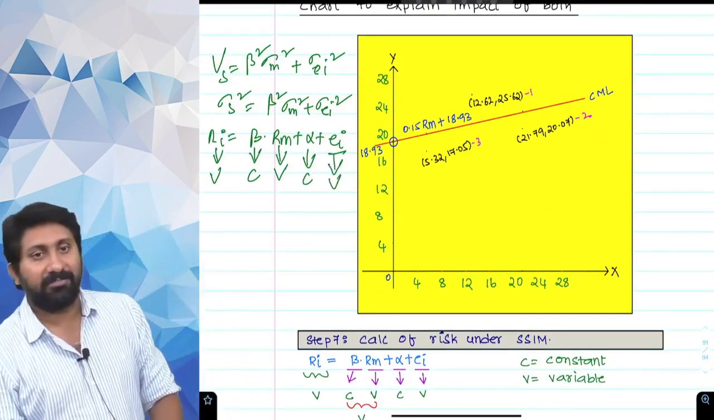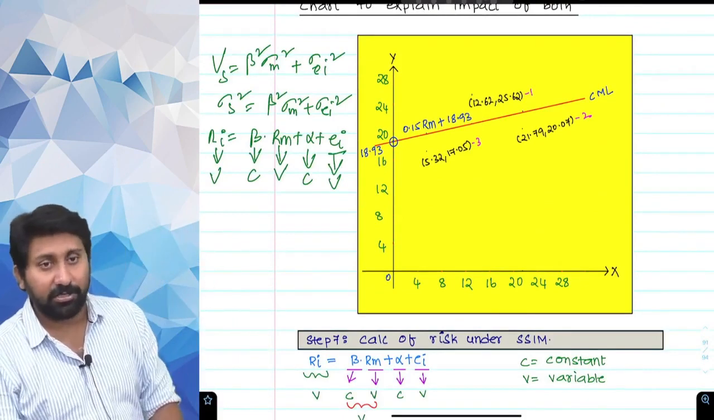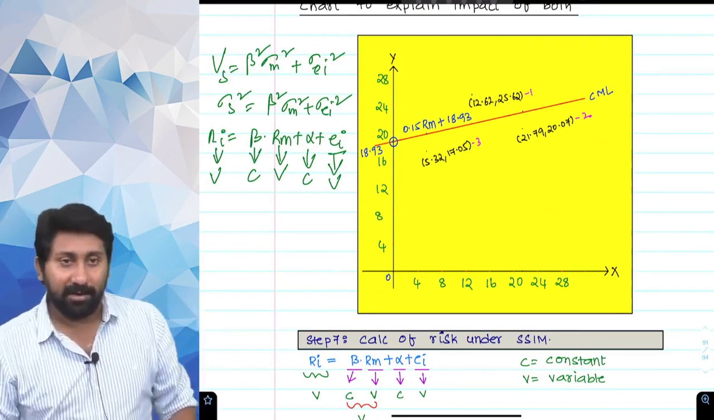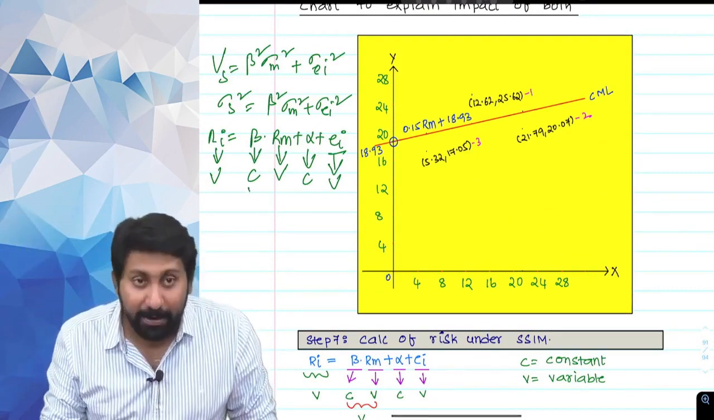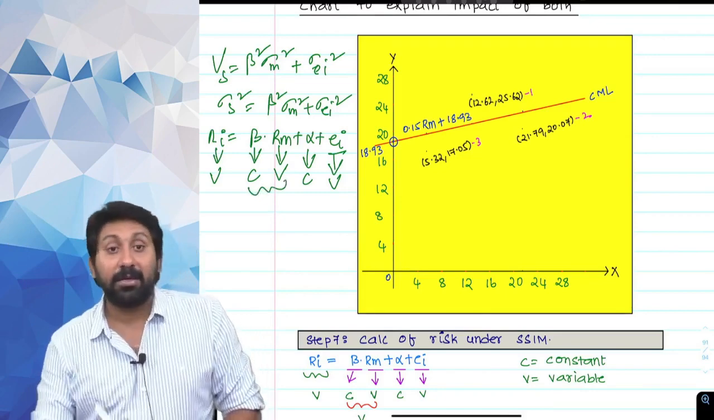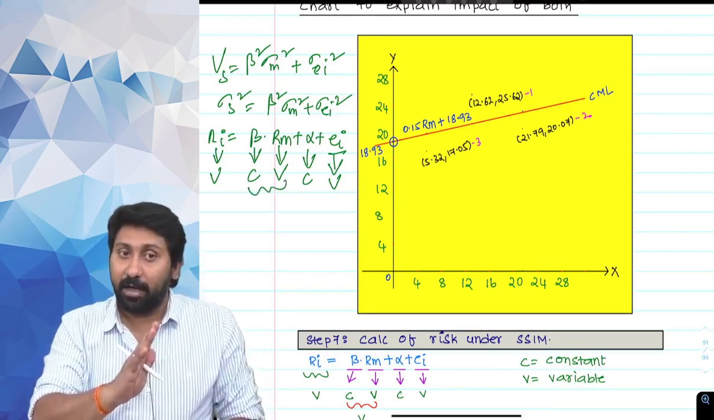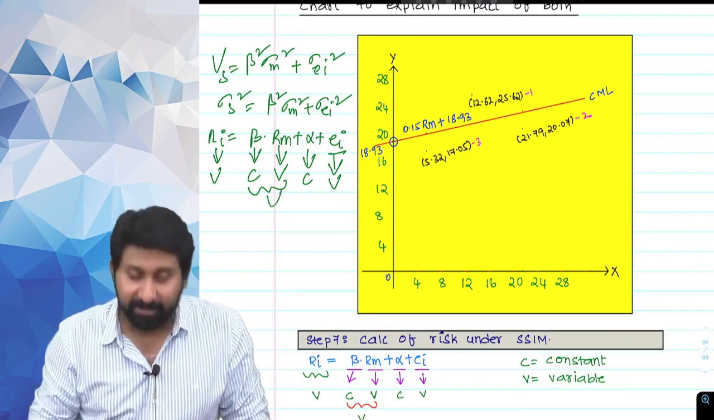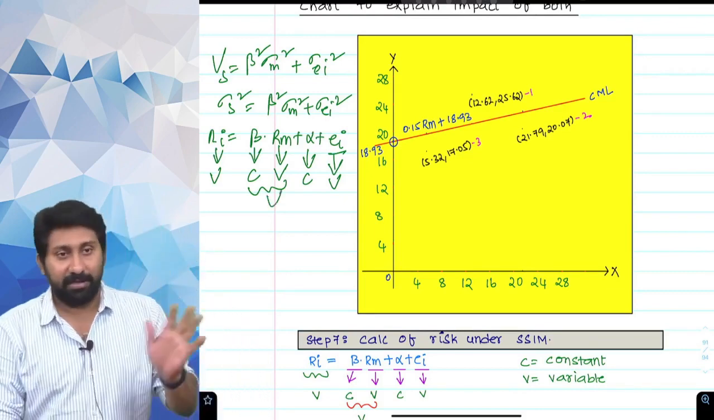Now, the first one is a variable. The second one is a constant. The third one is a variable. The fourth one is a constant. The fifth one is again a variable. But independently, you should not see these two. Beta may be constant, RM may be variable, but if you multiply both, it is always a variable.